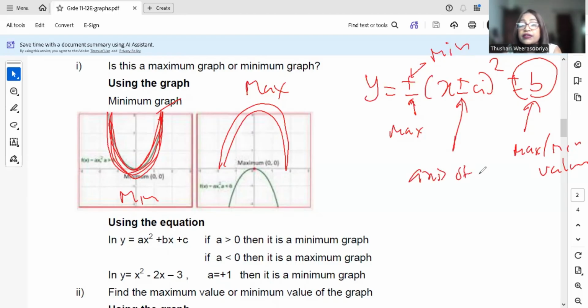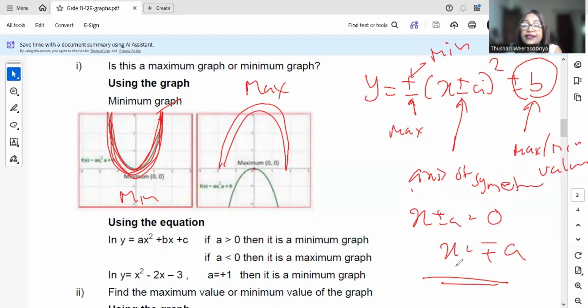From this, you get the axis of symmetry. That means to get the axis, x plus or minus a should be equal to 0. Then a will go to this side, x equals minus or plus a. The signs will change. That's how you find the equation. We'll learn that later. Now, according to our equation, y equals, what's our equation?